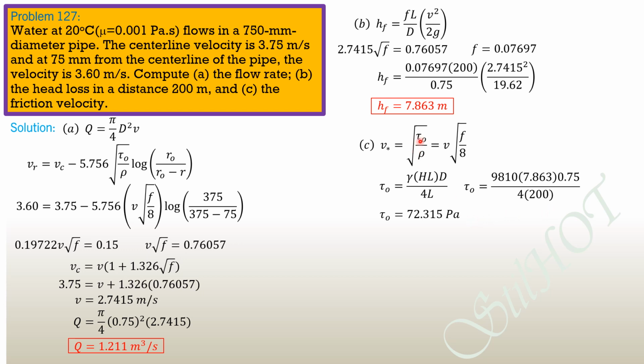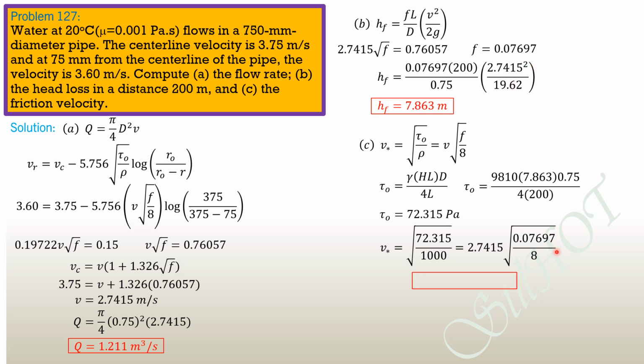Then we substitute into both these equations. So v asterisk is square root of 72.315 over 1000, or 2.7415 square root of 0.07697 over 8. So the friction velocity is the same for these two formulas, 0.2689 meter per second.